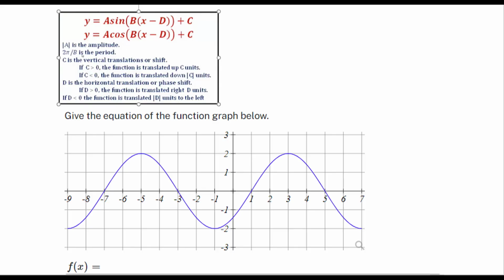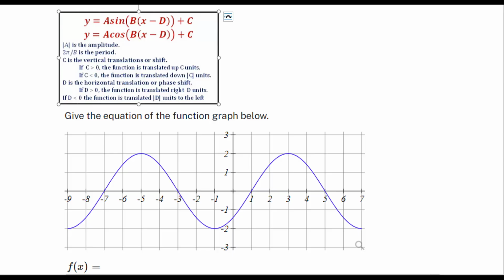And then we're looking at our period. We want to get our period. We want to see any vertical shift. I don't see any vertical shift here because it looks like the x-axis is the center line. And then D is a horizontal shift. So what kind of horizontal shift?